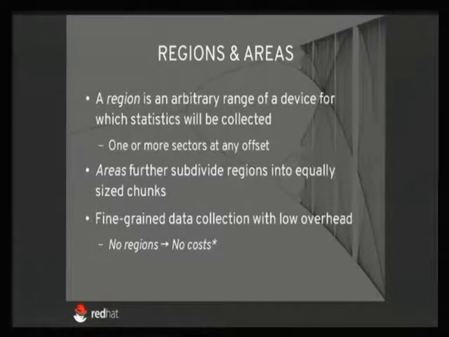If you don't configure device mapper statistics, no regions, no costs. Actually, Miklos can give you the true story on that. I believe it's just a conditional branch. Yeah. So if you don't have any regions configured, we just look at the pointer. If it's not set, there's very, very minimal overhead. I guess you could compile it out of your kernel if you wanted to, but I would tell you you are missing out if you do that.